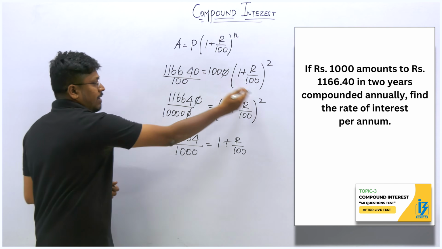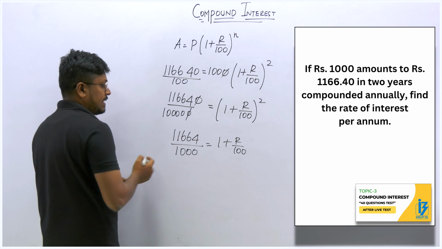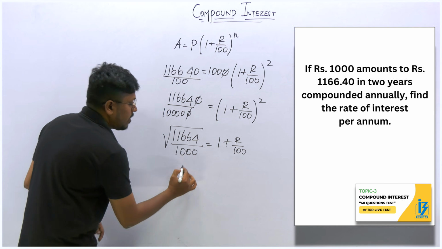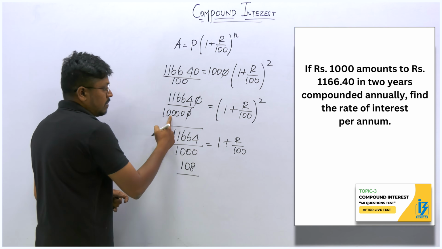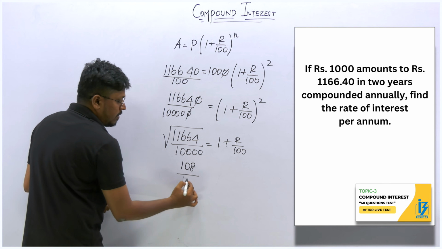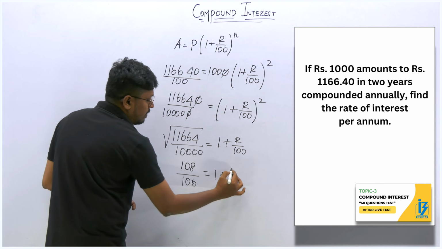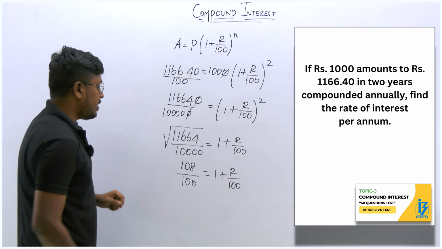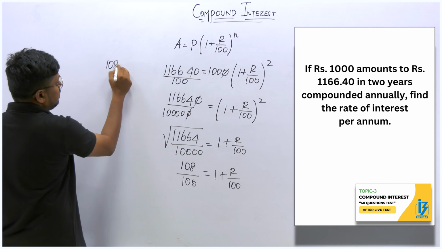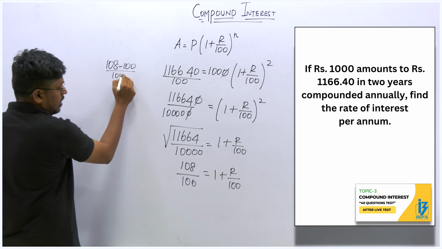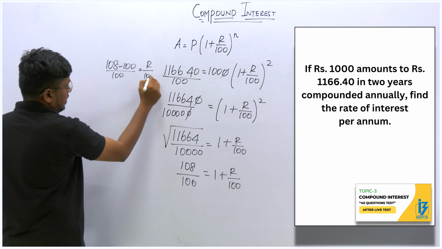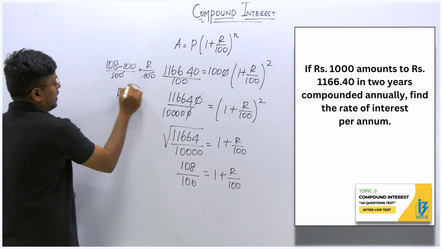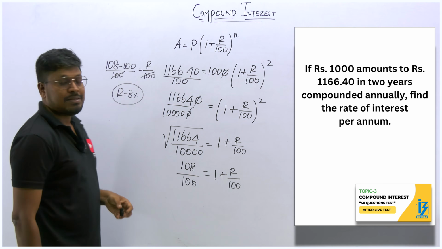Here we have square. When you bring the square towards the left-hand side, it will be square root. So when you take the square root of 11664, it will be 108, and divided by, here we have 40, when you take the square root, this will be 100, is equal to 1 plus r by 100. So when you subtract 1 here, the result will be 108 minus 100 divided by 100 is equal to r by 100. So again r is equal to 8%, right? So the rate of interest is 8%.